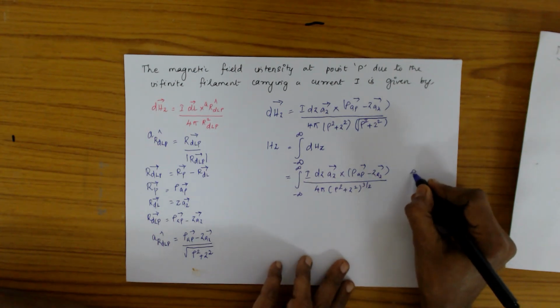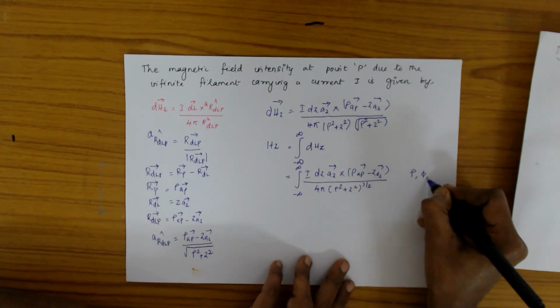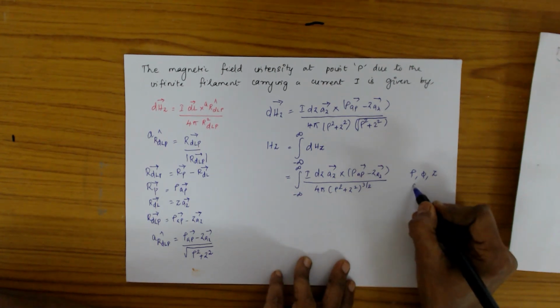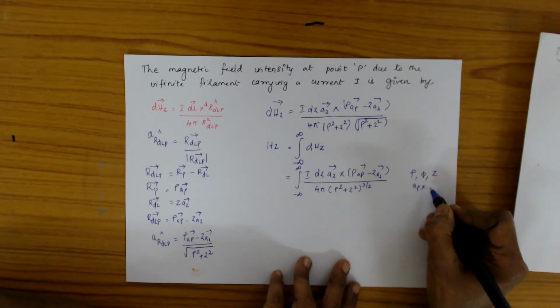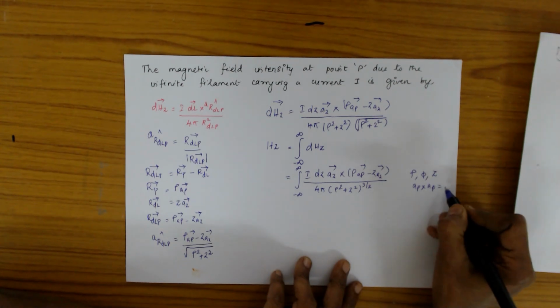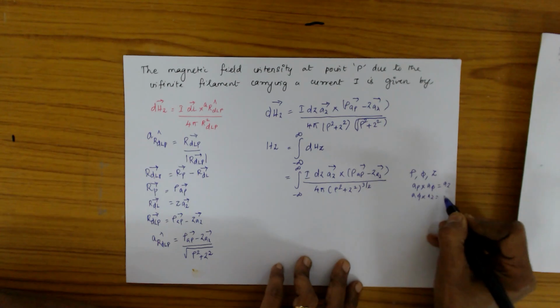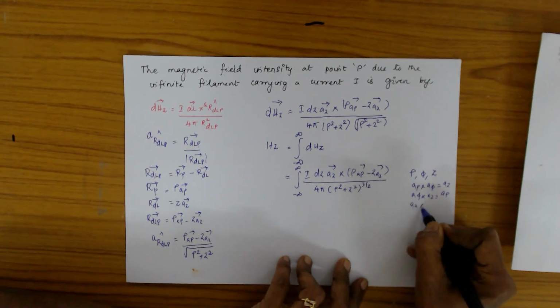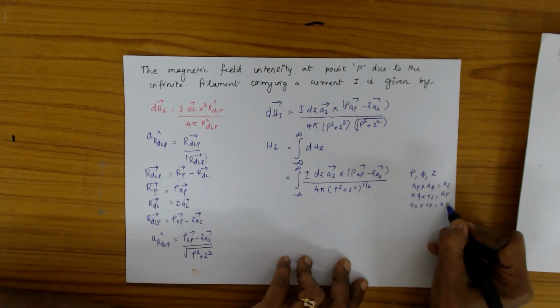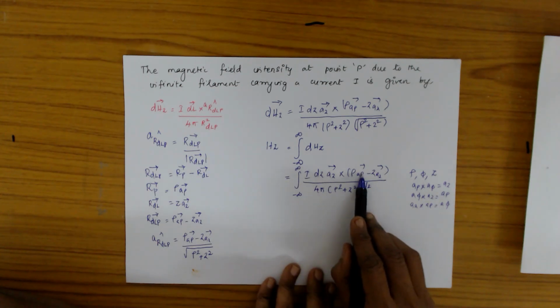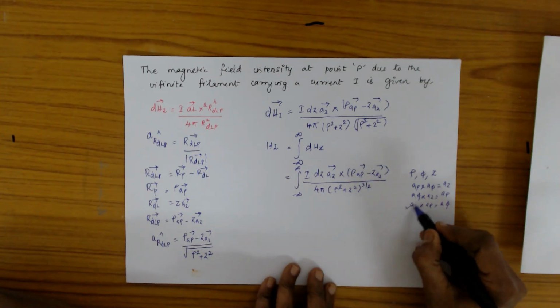And we know we are using cylindrical coordinate system where the three components rho, phi, Z are present. So the cross product can be written as A rho into A phi is equal to AZ, and A phi into AZ is equal to A rho, and AZ cross A rho is equal to A phi. So now we are going to take the cross product of AZ cross A rho. So AZ cross A rho is equal to A phi.